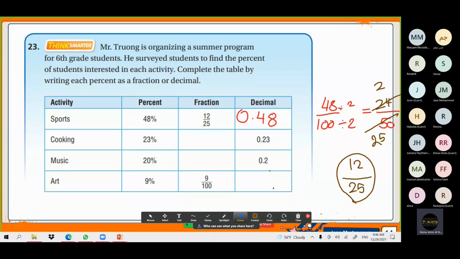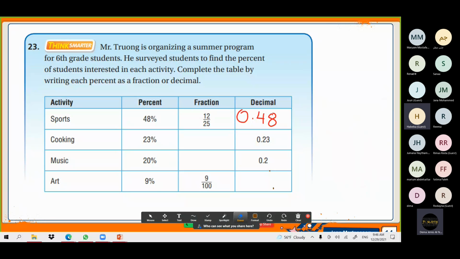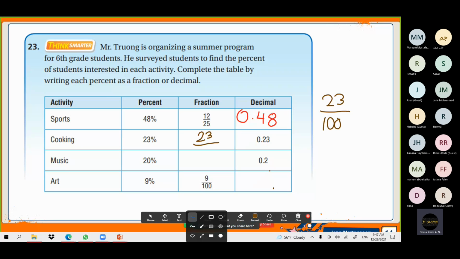Now let's go with Habiba. Yes, teacher. For the cooking, they told you 23%. They wrote it as a decimal, and I want you to write it as a fraction. How will it be? 23 over 100. Bravo. Can you simplify it more? No. Bravo, because 23 is a prime, so it's divisible only by 23. Thank you so much.